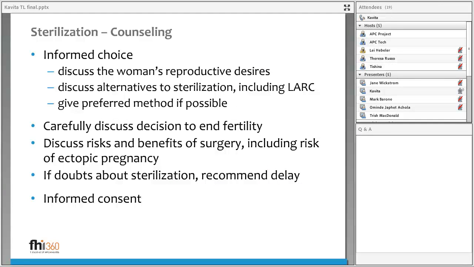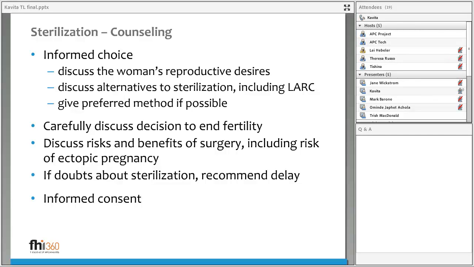In terms of counseling, as Trish mentioned, informed choice is very important. Providers should discuss the woman's reproductive desires, discuss alternatives to sterilization, including long-acting methods, and give the woman her preferred method if possible, or refer her if that method is not available. The decision to end fertility should be carefully discussed so that the woman or the couple understand their decision, and the risks and benefits of surgery, including the risk of ectopic pregnancy, should be discussed. If there are doubts, then delay should be recommended, but it's important to remember that this is an informed choice that the woman or couple is making.